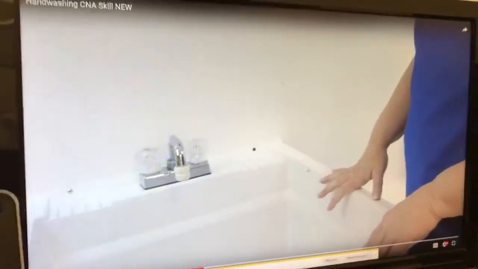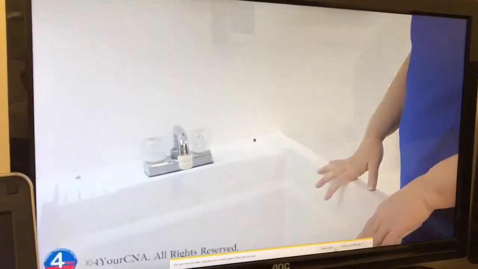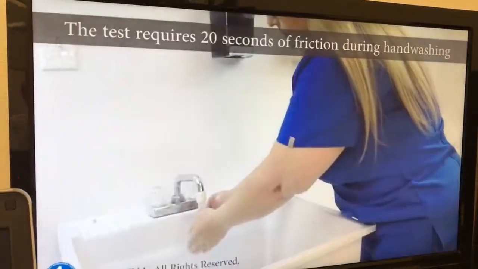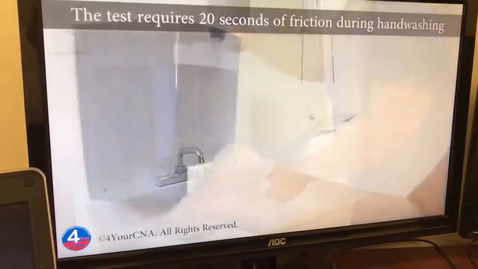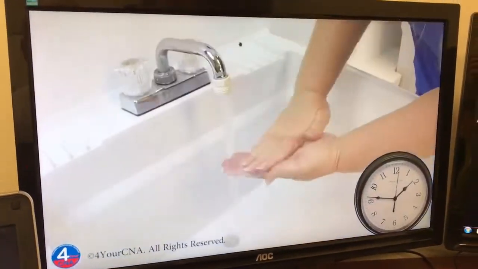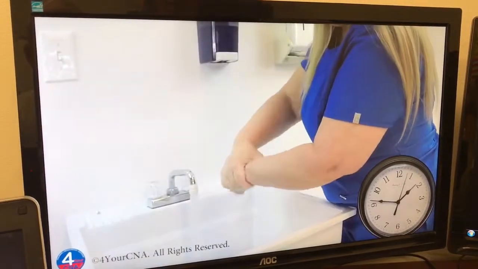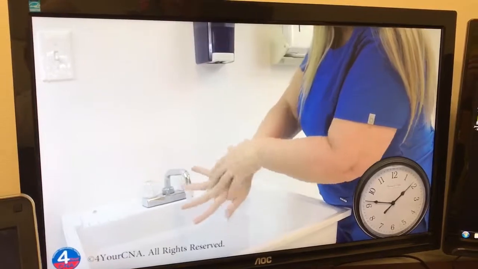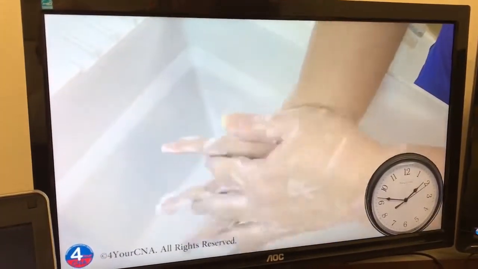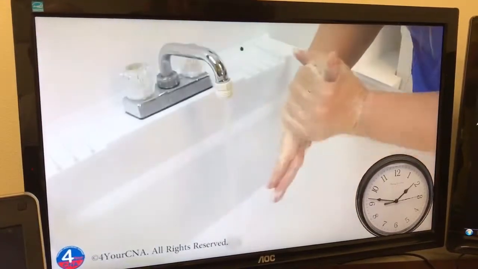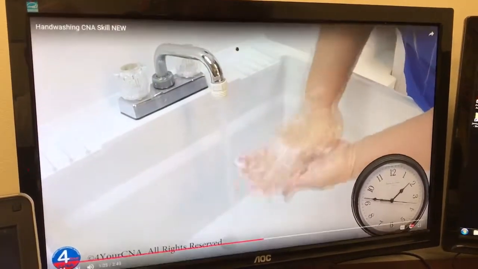When you approach the sink, you can touch the faucet with your unclean hands because the faucet is considered the dirtiest object in the bathroom. Adjust the water temperature for comfort and wet your hands. Apply soap and rub all surfaces of your hands vigorously, focusing on the front and back of your hands and in between all fingers. Circle the top of your wrists as well. Friction is the key to removing all pathogens from the surface of your skin. Friction should be applied for at least 20 seconds to be effective.